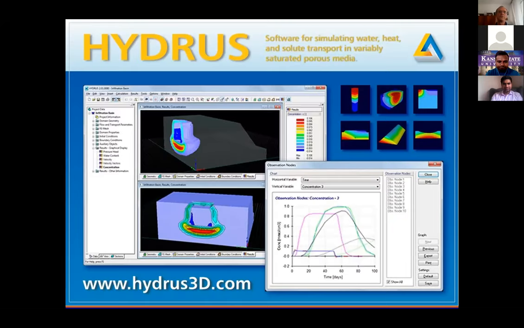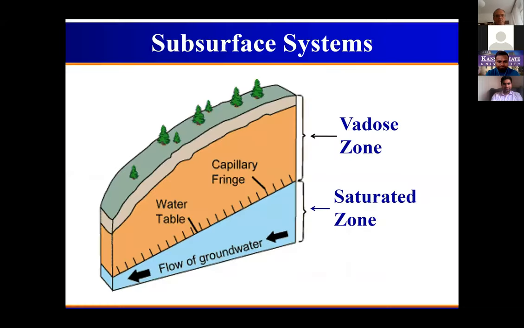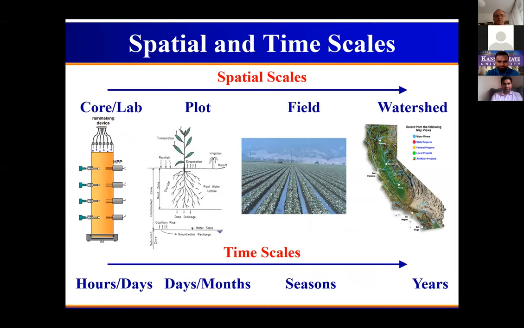And then in HYDRUS 2D, 3D, we can solve the same processes as in HYDRUS 1D, but in practically any types of two-dimensional, three-dimensional transport domain. So we solve the processes in the subsurface. So that means in the vadose zone as well as in the saturated zone, and as well as in the capillary fringe. And we can have in that transport domain both of these zones, both vadose zone and saturated zone.